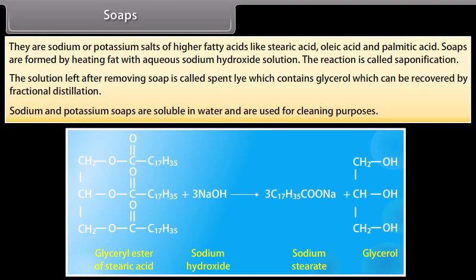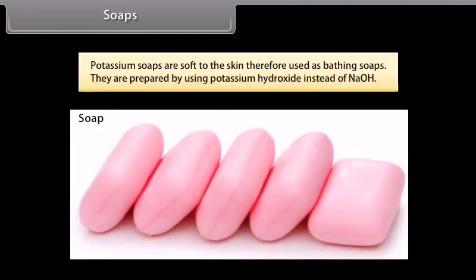Sodium and potassium soaps are soluble in water and are used for cleaning purposes. Potassium soaps are soft to the skin, therefore used as bathing soaps. They are prepared by using potassium hydroxide instead of NaOH.